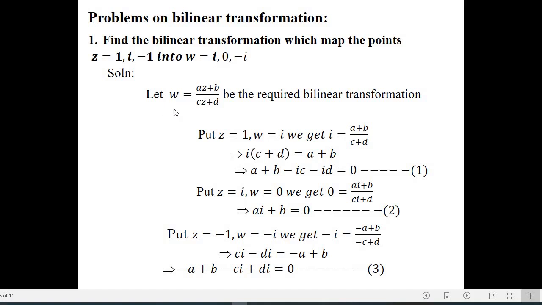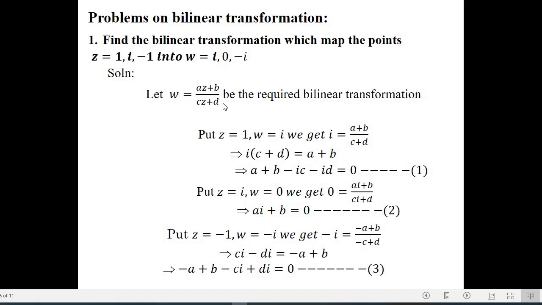So let us consider the bilinear transformation, that is, w is equal to (az plus b) divided by (cz plus d), to be the required bilinear transformation. In this bilinear transformation, we have to find the constants, that is a, b, c and d. We just find the values of a, b, c and d by using these points. So here we considered the bilinear transformation, and it always satisfies the condition ad minus bc is not equal to 0.